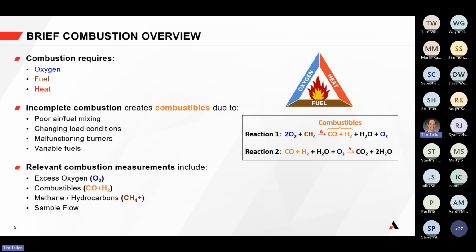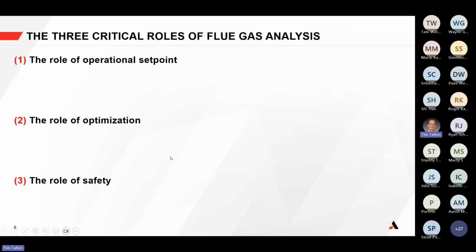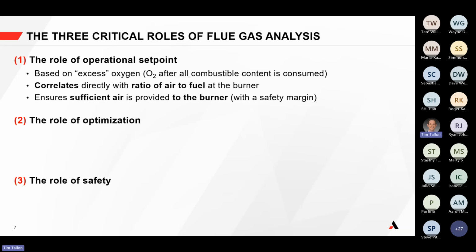So why would somebody want to monitor flue gas analysis in a high particulate application? Well, it comes down to really three areas. The first area is the role of the operational set point. With simply an excess oxygen measurement by itself, after all combustible compounds are consumed on this sensor, you have a direct correlation between the air and the fuel ratio. You can correlate the excess air at the burner with the excess oxygen in the flue gas.